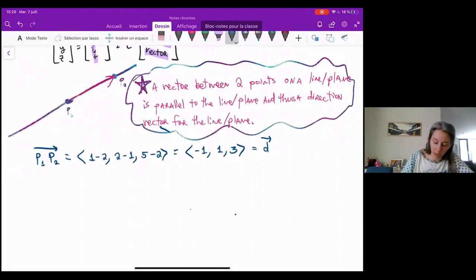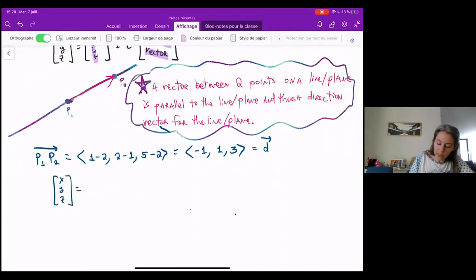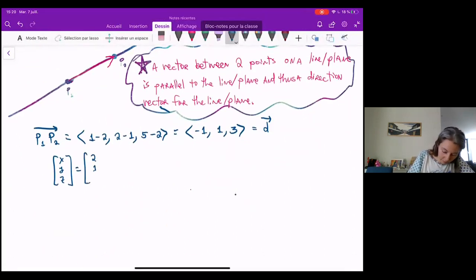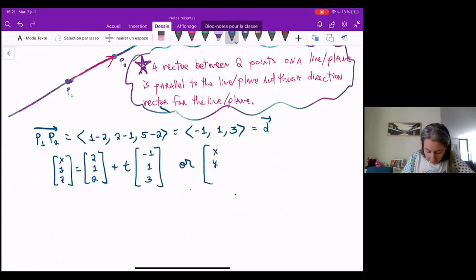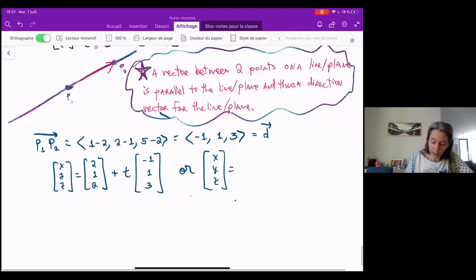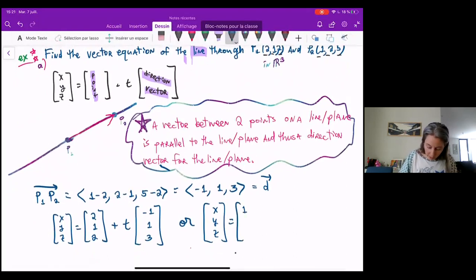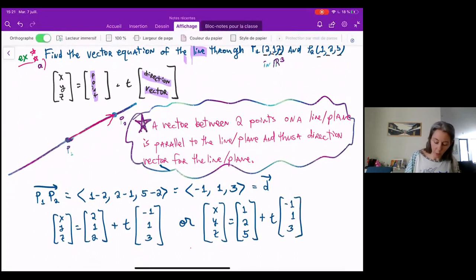So my equation here will be x, y, z is equal to, it does not matter what point, so I'm going to go with 2 and 2, plus t times my direction vector, -1, 1, 3. Or I could have used the other point. My other point was 1, 2, 5. So I could also say 1, 2, 5 plus t times that direction vector. So it doesn't matter which point you use.